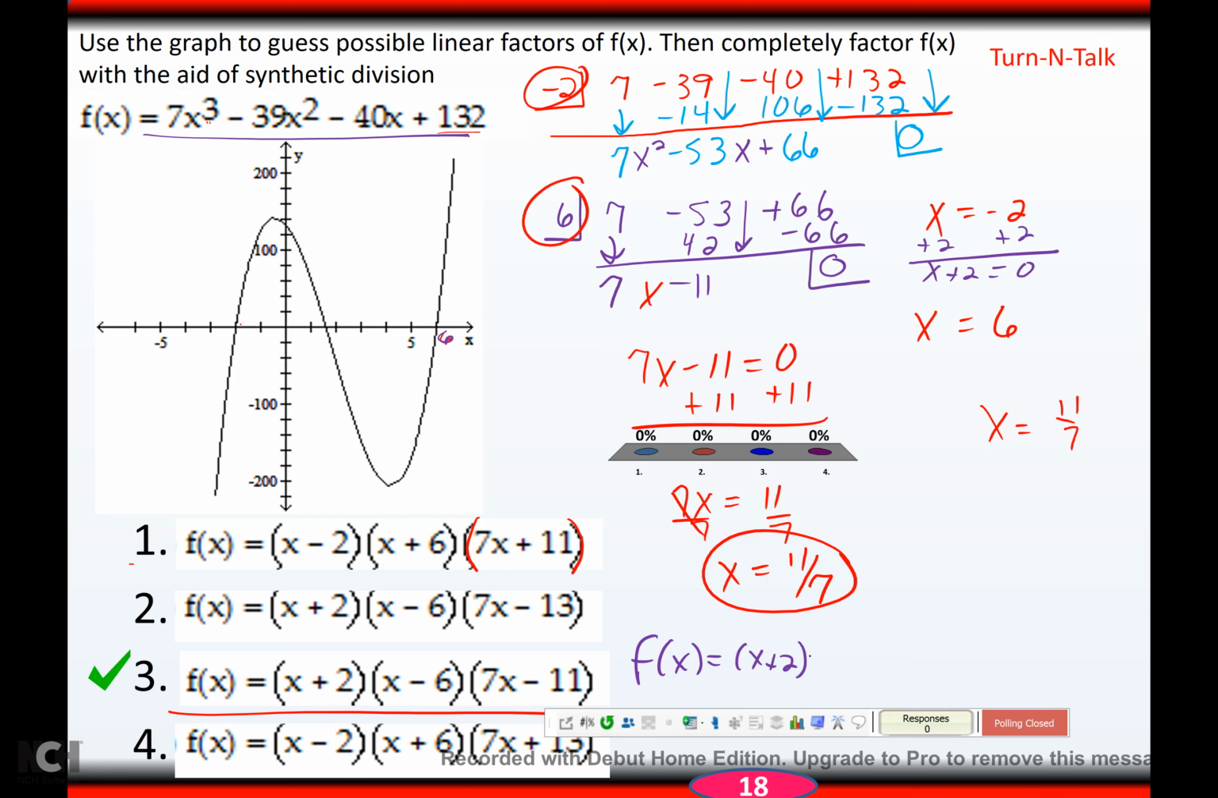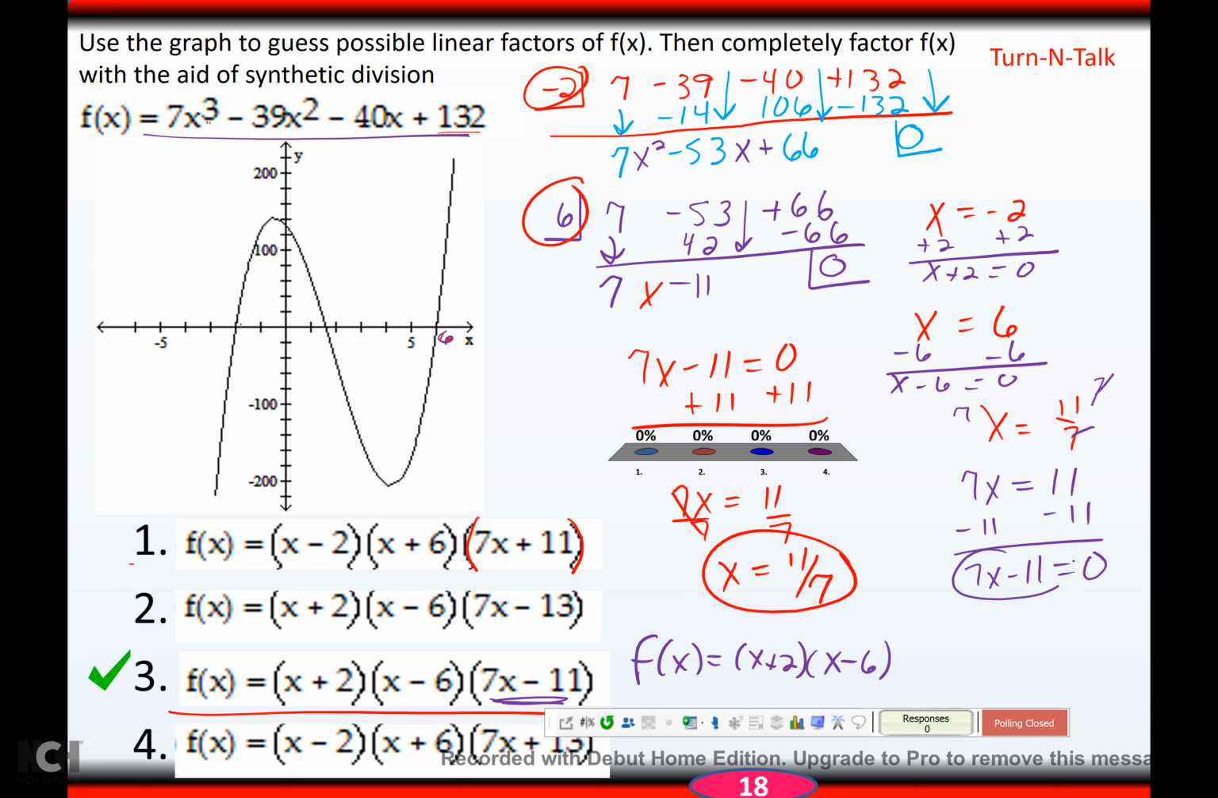Okay, the same thing with the 6. To move it over, -6, I get x minus 6 equals 0. So my next factor is x minus 6. Now this one, you could just subtract 11 sevenths, but again, notice how they're writing it. It's just because they killed the fraction. They said times 7 gives me 7x equals 11. And then they said minus 11 minus 11, 7x minus 11 equals 0. So there's my third factor, 7x minus 11. Okay?